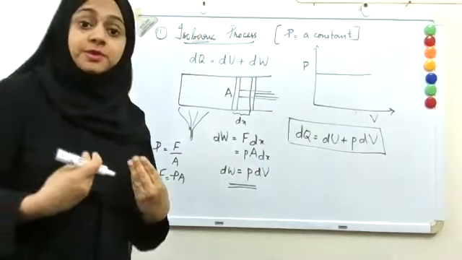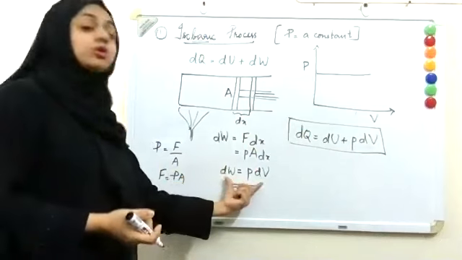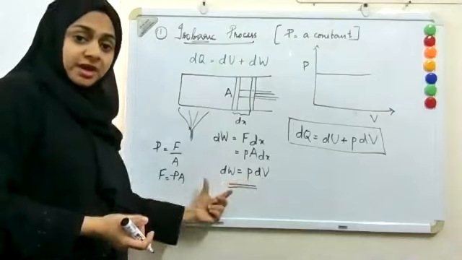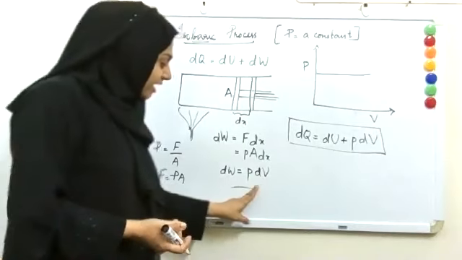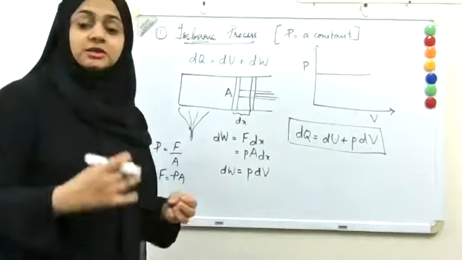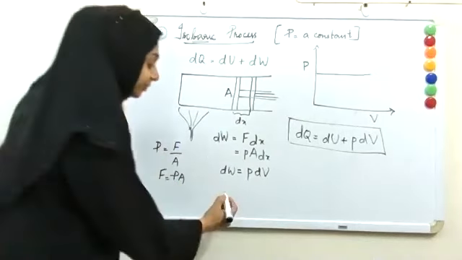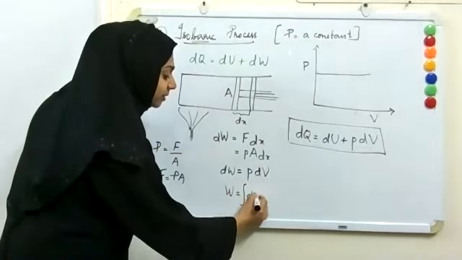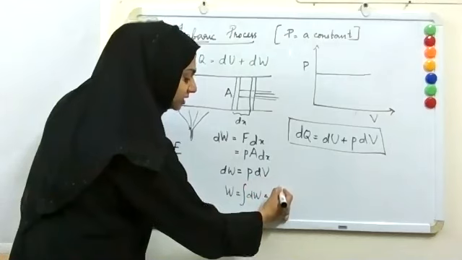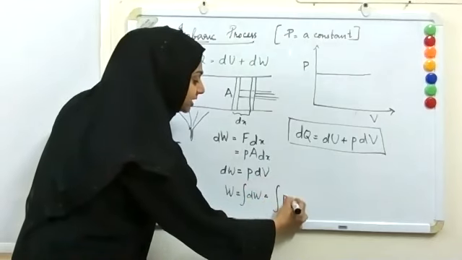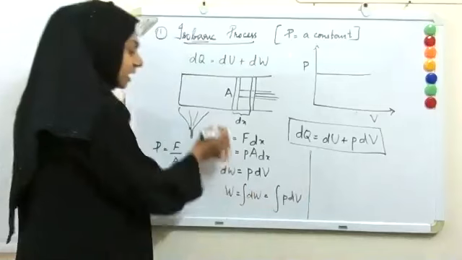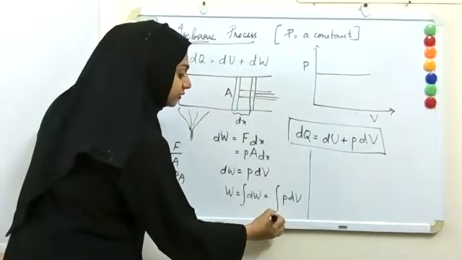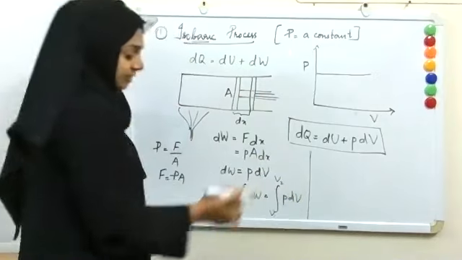Now, how in practice can we calculate the total work done? So dW is equal to P dV. By mathematical method, to find the total work done, the total work done is equal to the integral of dW. So here I can write it as the integral of P dV. Suppose the volume goes from V1 to V2, so integral V1 to V2 of P dV.